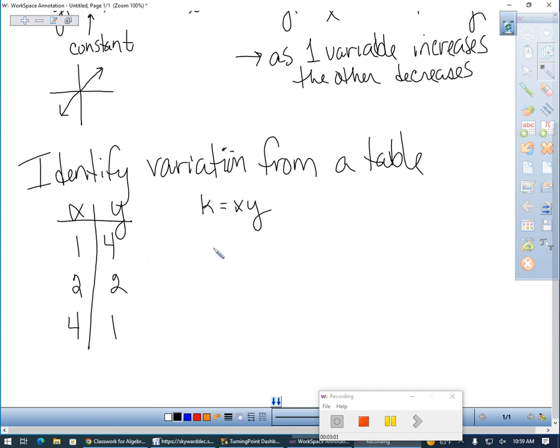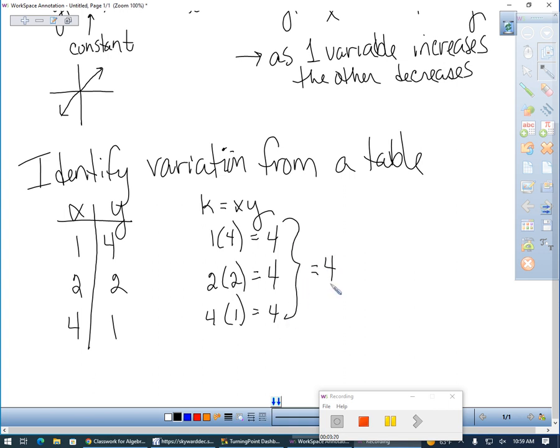We're going to say 1 times 4 equals 4. The next point, we're going to take 2 times 2 equals 4. And the last one we have is 4 times 1 equals 4. Since these are all equal to 4, that is our k value. So when we rewrite our inverse equation, we're going to write it as y equals k, which is 4, over x. This is an inverse variation. If you recall, when we did a direct variation, we always took our y and divided by our x to see if they were all the same.